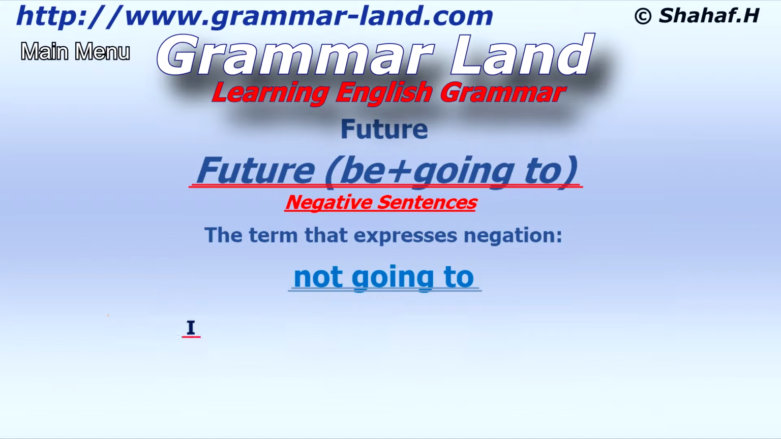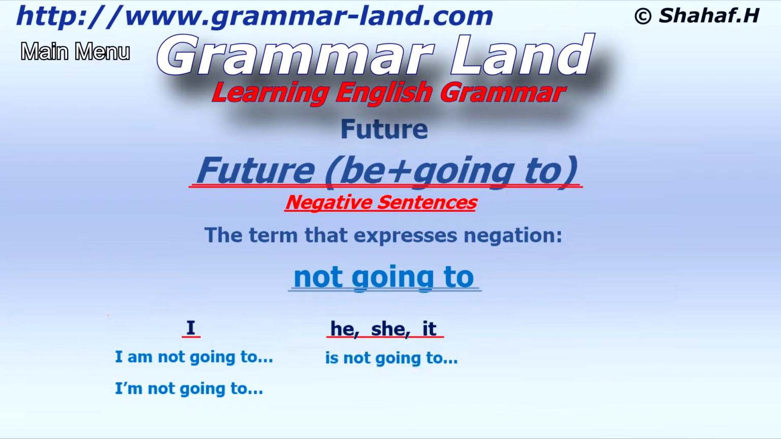If the subject is I, we use the term, I am not going to, or I'm not going to. If the subject is he, she, or it, we use the term, is not going to, or, isn't going to. If the subject is you, we, or they, we use the term, are not going to, or, aren't going to.